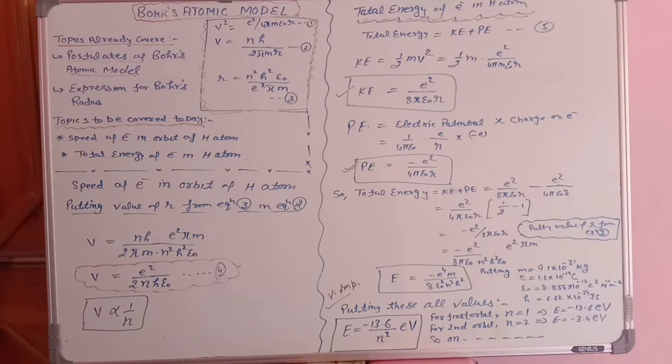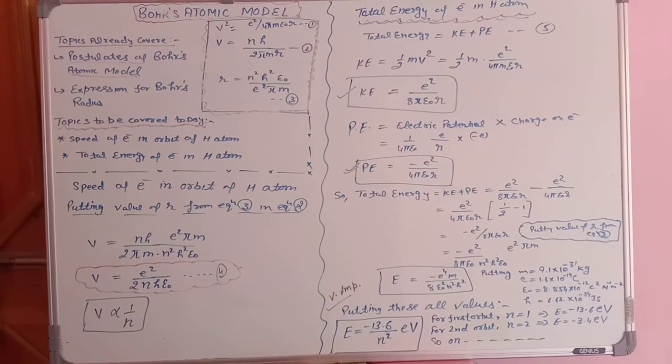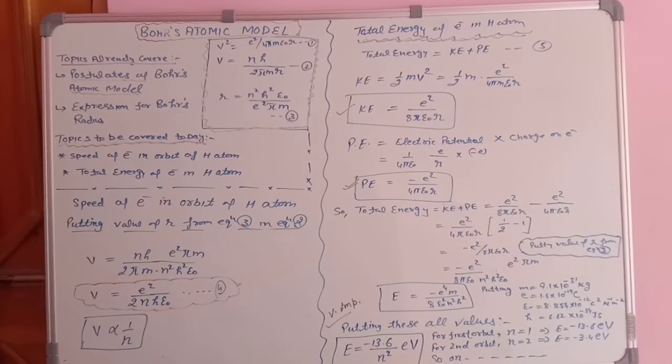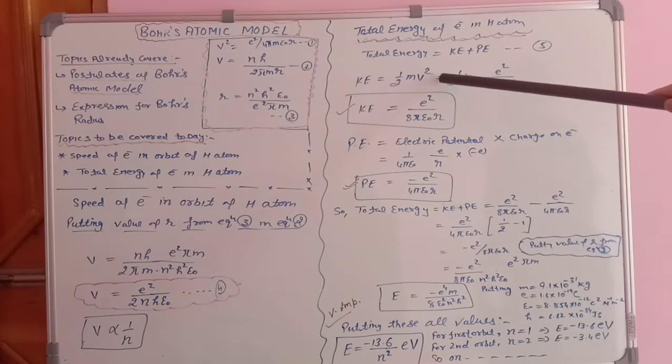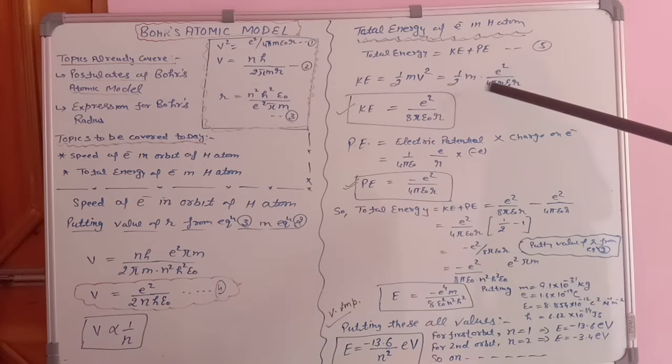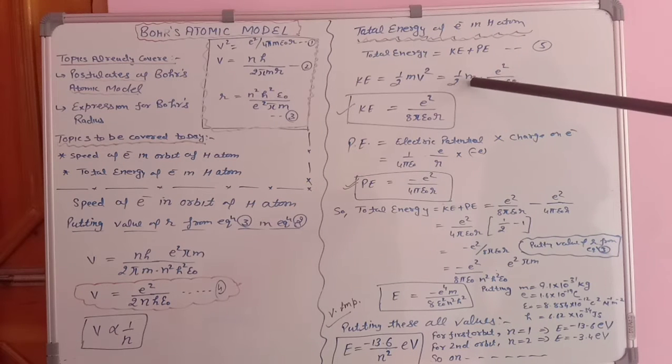Now students, let us start our next topic, that is total energy of hydrogen atom. Total energy of hydrogen atom means how to calculate its whole energy in a particular orbit. You know that total energy is always the sum of kinetic energy and potential energy. Kinetic energy is half m v square, equal to half m. The v square value you can put back from equation number 1, so e square upon 4 pi m epsilon naught. m and m will cancel out, and this is the value of kinetic energy.